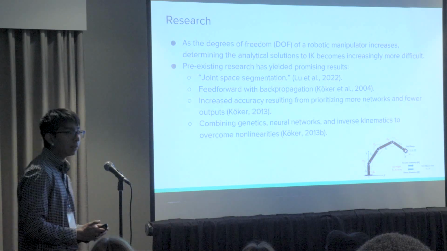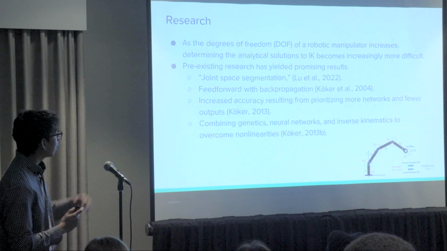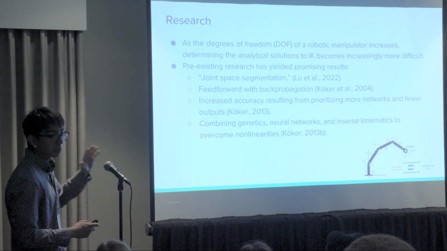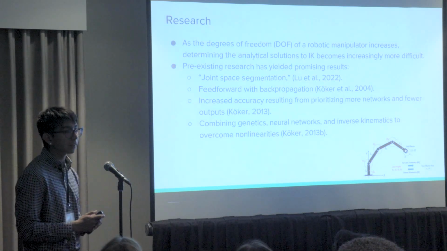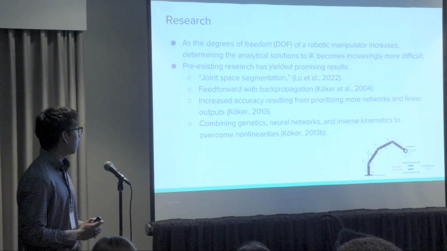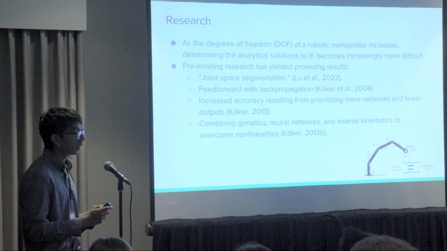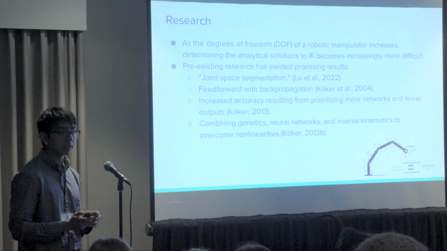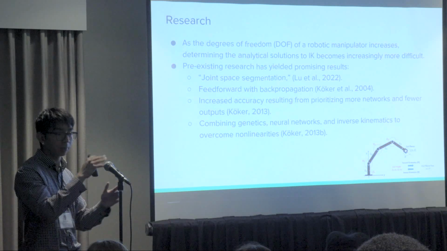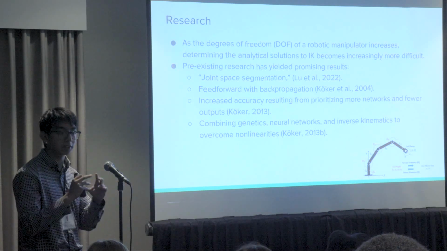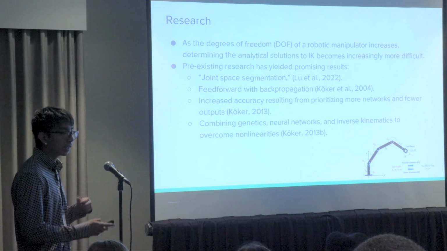Before starting, we did a little bit of research to see what was out there already. We found a couple papers. I won't go too in-depth, but there are different methods people are using with neural networks to tackle this problem. For example, joint space segmentation: neural networks aren't always the most accurate, so by limiting the Cartesian space that an arm can move in into several segments, you can increase the accuracy. We saw more methods like that, but then we decided to see what we could do.